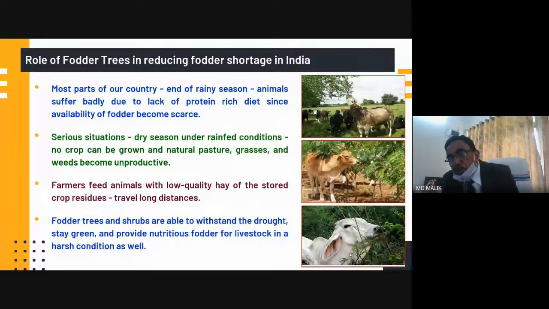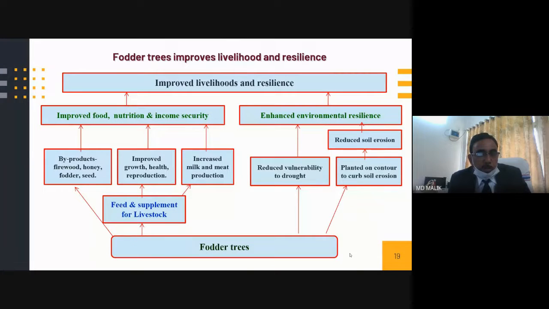So to overcome different situations, there is a need for fodder trees to improve livelihood and climate resilience. So think about improved food, nutrition, and income security, that is three aspects, besides the environmental resilience. The byproducts are firewood, honey, fodder, seed, which improve growth, health, and reproduction, and then increase milk and meat production. So we have to think about livestock, milk, and that contributes a lot in the integrated farming system. We have all this economics, and we see that these things must be encouraged and promoted on these lines.